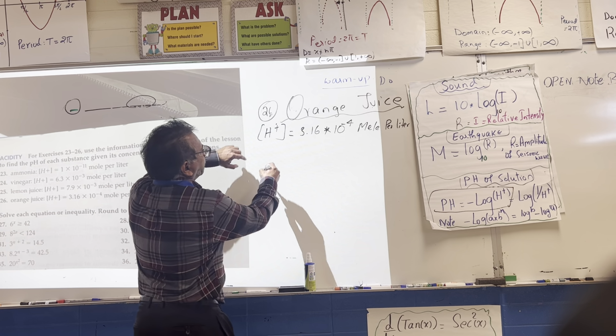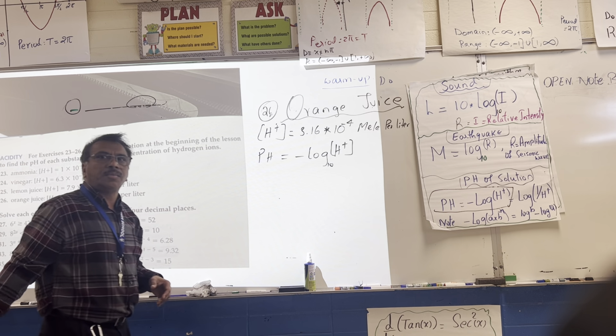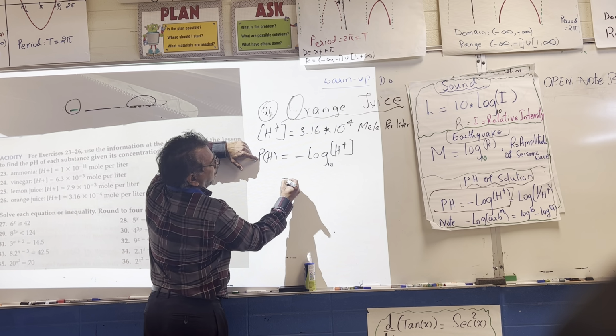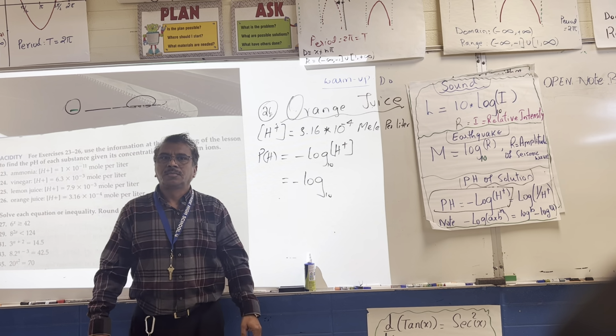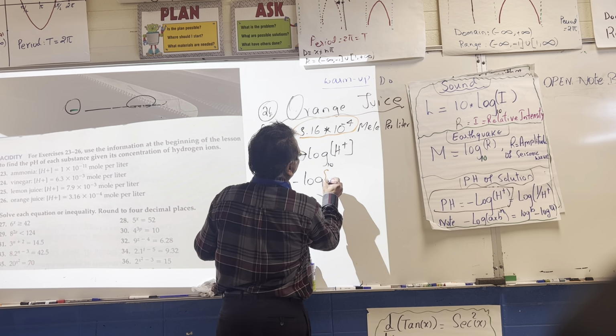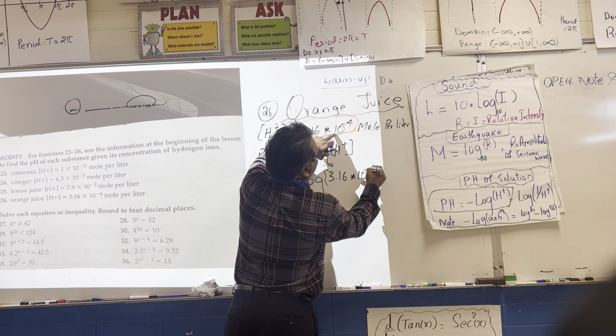So let's put the formula. pH equals minus logarithm of H plus, to the base. If there is no base written, it means base 10. Can you write it down? So the base is 10. So pH equals minus logarithm to the base 10. What do I replace H plus by? Replace the whole thing. So let's put that. It is 3.16 times 10 raised to minus 4. Is that okay? I'm just plugging in.